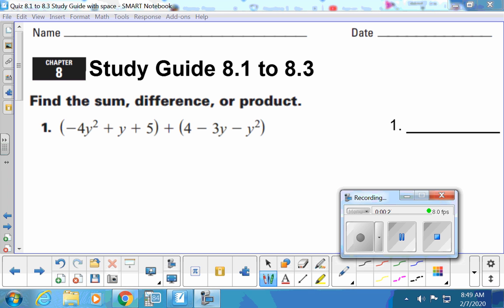All right, so number one, they have these parentheses here, but do they even need the parentheses? No. This would have been the same math problem if they would have typed it out with no parentheses. So we're just going to add our like terms. I love using different colors for this. My pink can be my y squareds. How many y squareds are we going to have? Let me add. We're just adding.